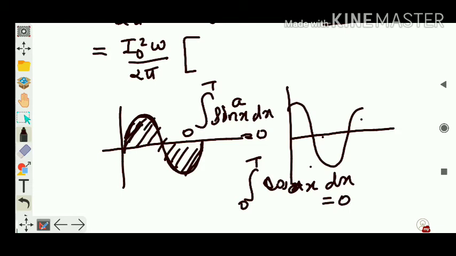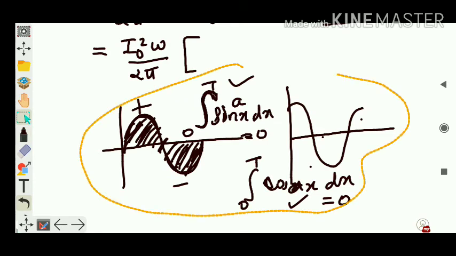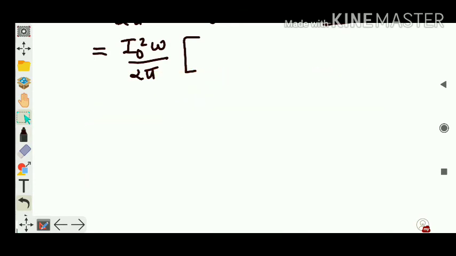Why? You're finding the area. This is plus, this is minus, so both of them will cancel out. So integral 0 to T, not for T by 2 guys, not for half cycle, for full cycle, which we have calculated till now, for the sine function or cos function, the value is 0. It's a very important criterion, remember it. Okay, now moving on with the problem, guys.